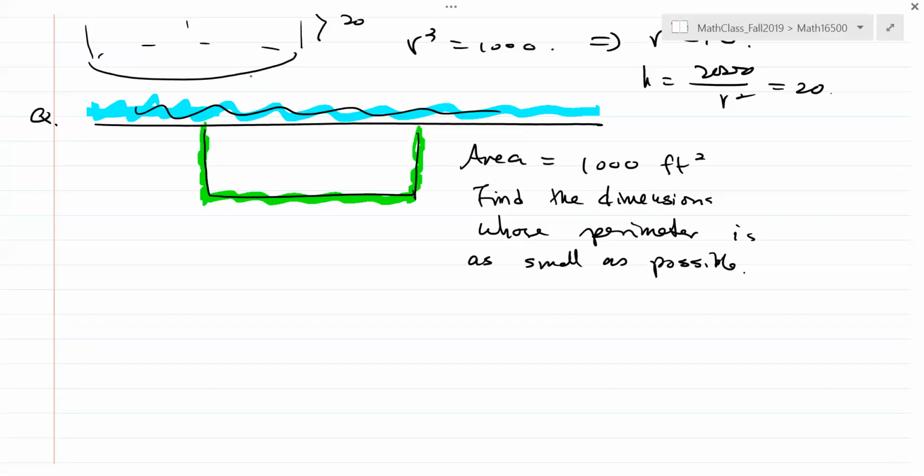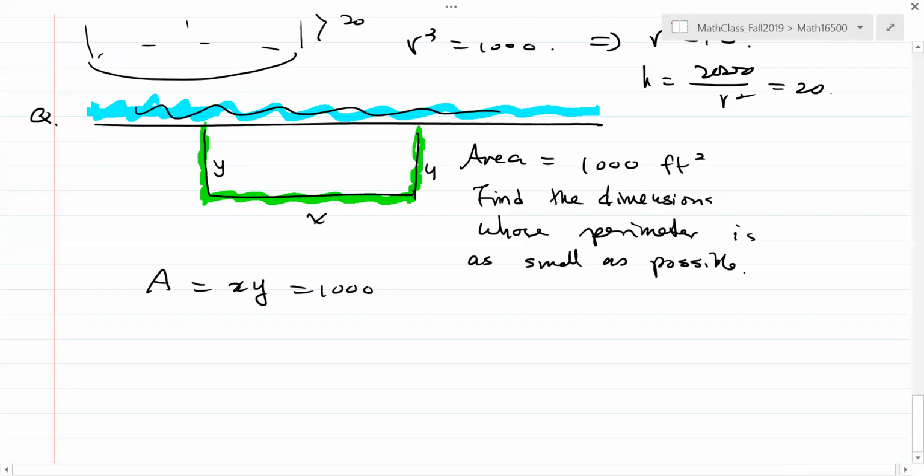Draw the picture, right? Sometimes the picture is not given. So draw a picture. Name the variable. So this is x, this is y. And don't forget that's x, y here, right? Area. Area is fixed. X times y, which is 1,000 square feet. Perimeter. Perimeter is x plus 2y. That's it. So we do this.